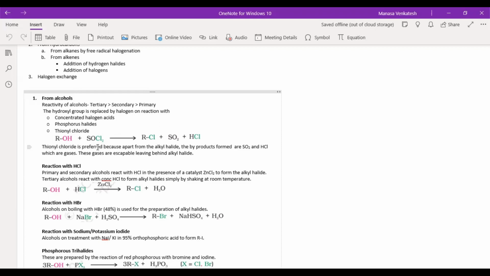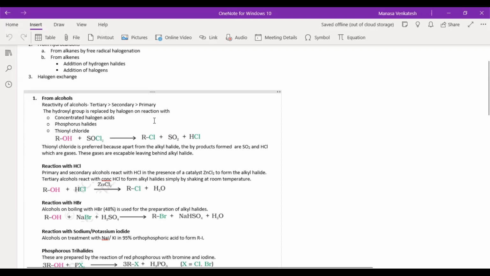So first of all, alcohol's reactivity is going to be tertiary is more reactive than secondary, which is more reactive than primary. Now in alcohols, the hydroxyl group is going to get replaced by the halogen atom. So we're just replacing the OH with a Cl in this case.